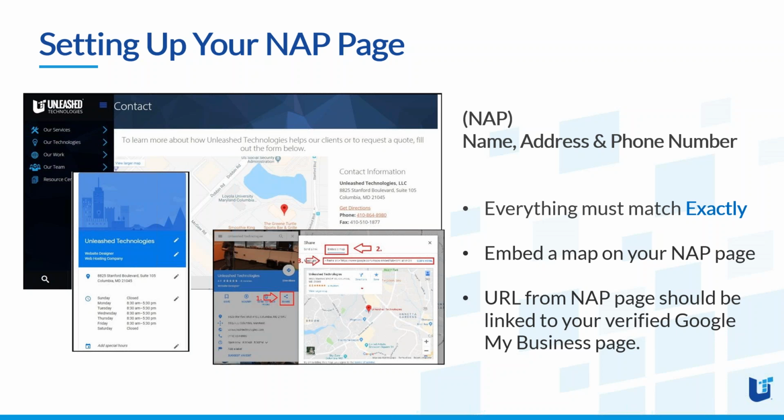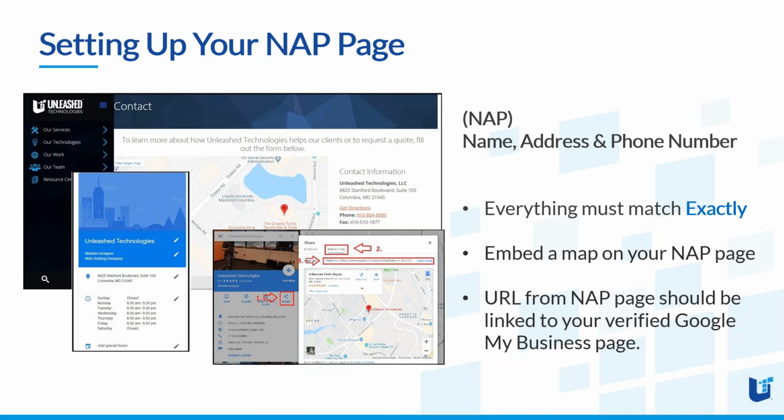Now, there are going to be places that tell you to put it to the home page. Do not do that. Make sure that your Google My Business page goes back to the particular NAP page for that business. This is especially helpful if you have multiple locations.